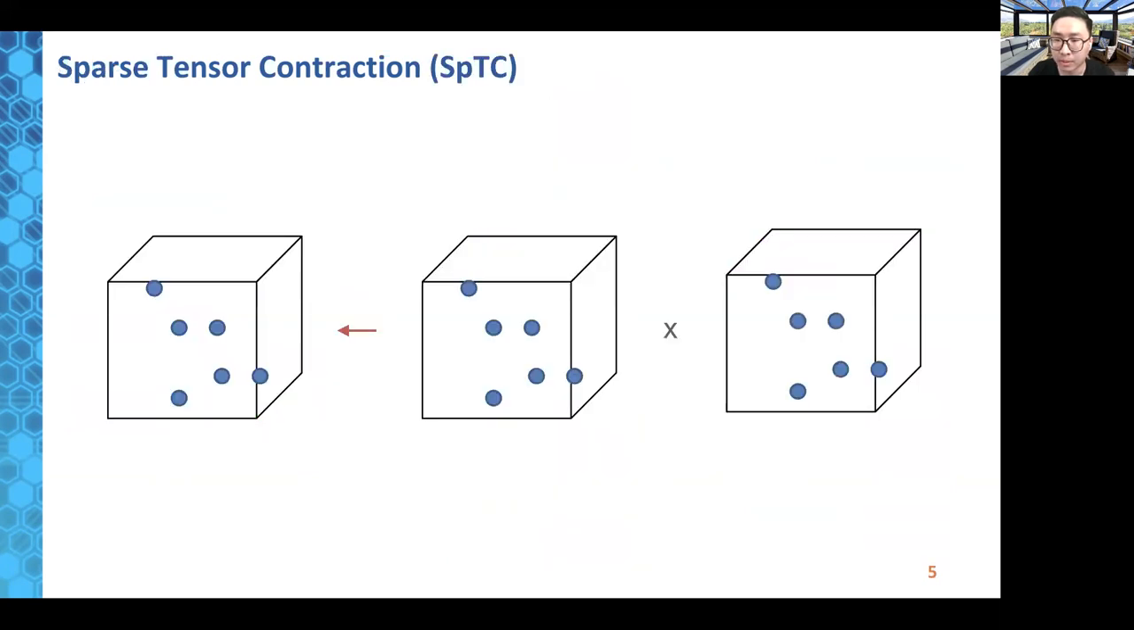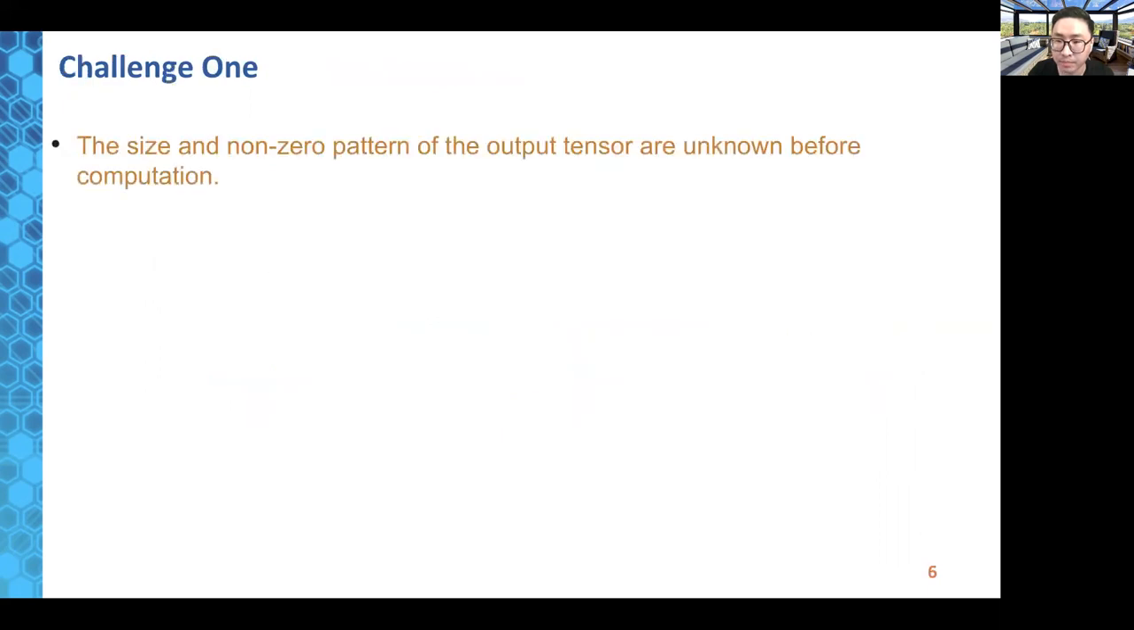Here is an example of sparse tensor contraction. There are non-zero elements in sparse tensor contraction, and the elements are stored in a sparse tensor format. However, how to efficiently compute sparse tensor contraction has three challenges. The first challenge is that the size and the non-zero pattern of the output tensor are unknown before the computation.